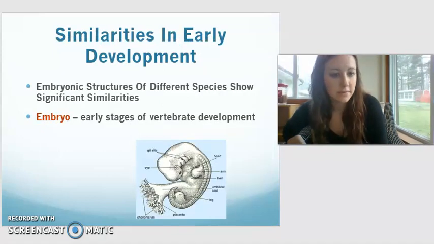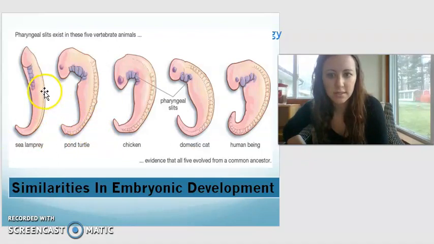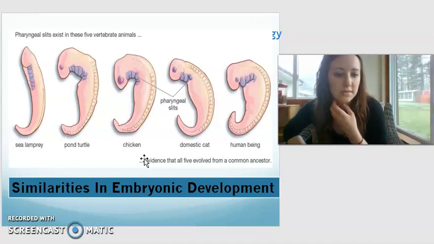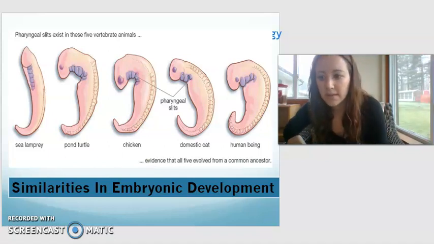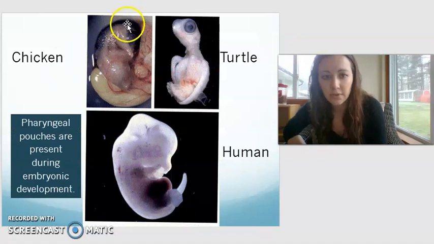Another piece of evidence for evolution is similarities in early development. A lot of embryos, I think that's the next slide, yes. So similarities in embryonic development. We see that it doesn't matter what the species is, embryos look very similar. And obviously, these organisms are going to change as they grow and develop in the womb and outside of the womb, but they are still very similar looking when they are developing early on in embryonic development.